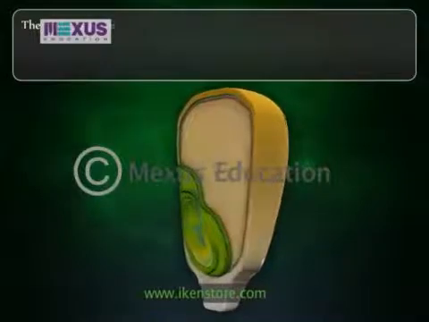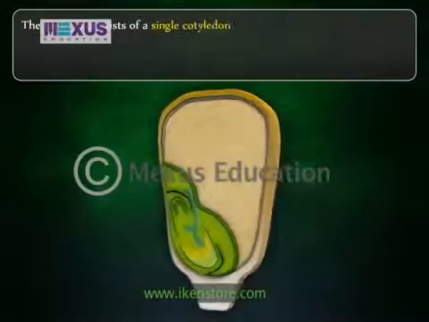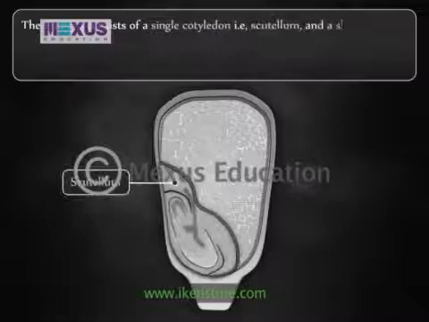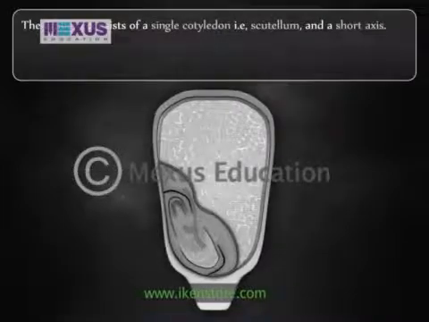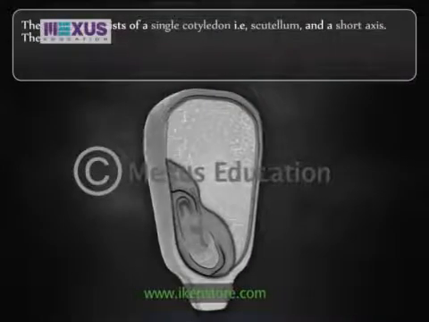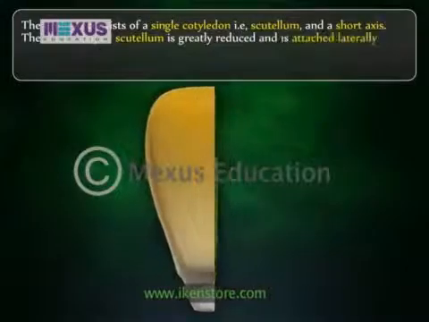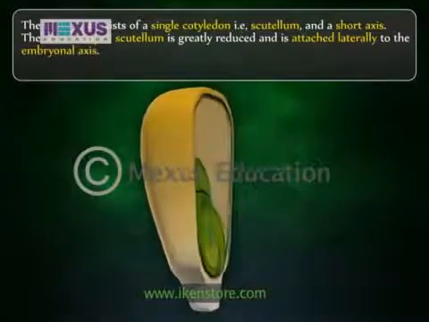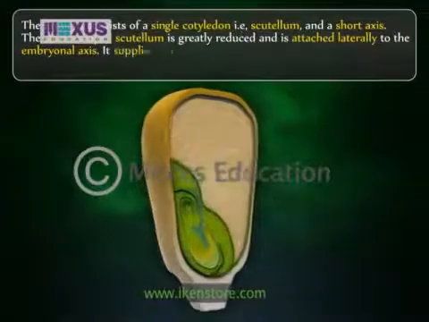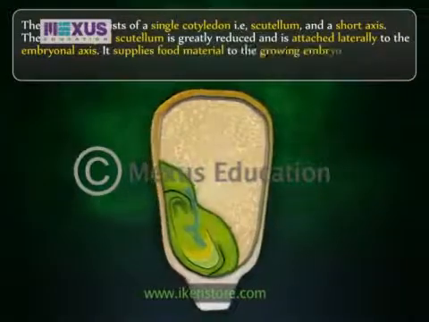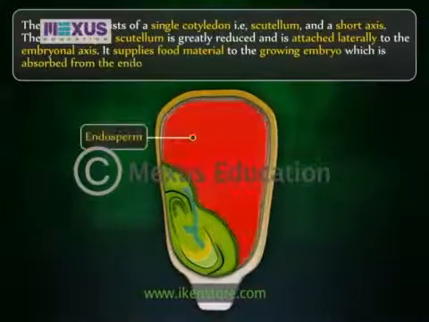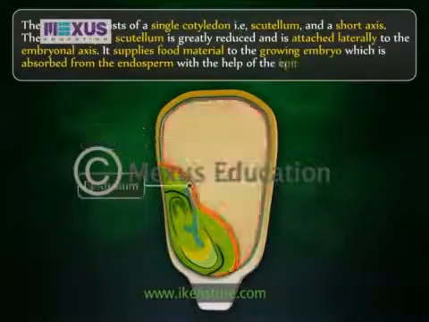The embryo consists of a single cotyledon, that is, scutellum and a short axis. The shield-shaped scutellum is greatly reduced and is attached laterally to the embryonal axis. It supplies food material to the growing embryo, which is absorbed from the endosperm with the help of the epithelium.